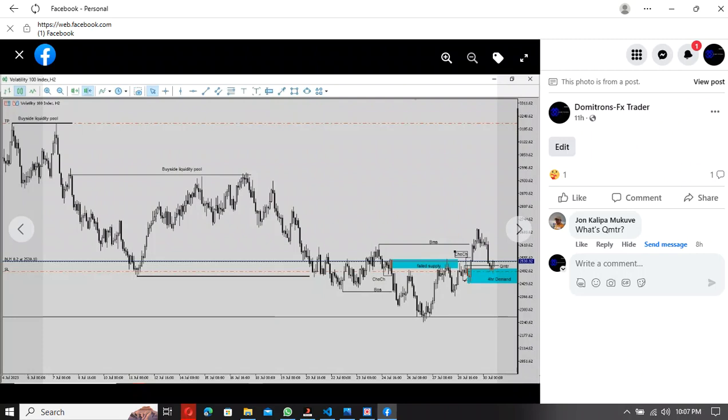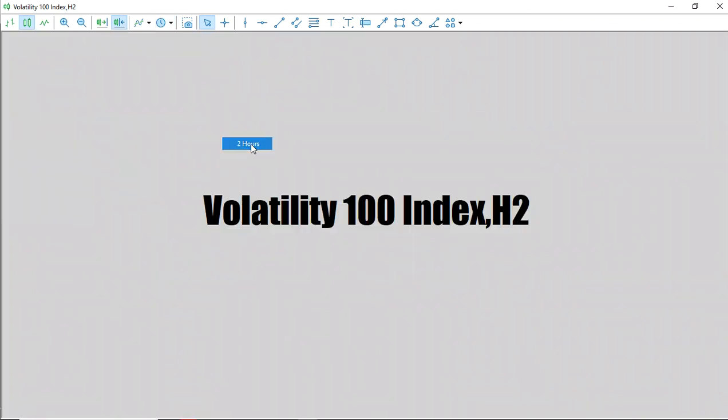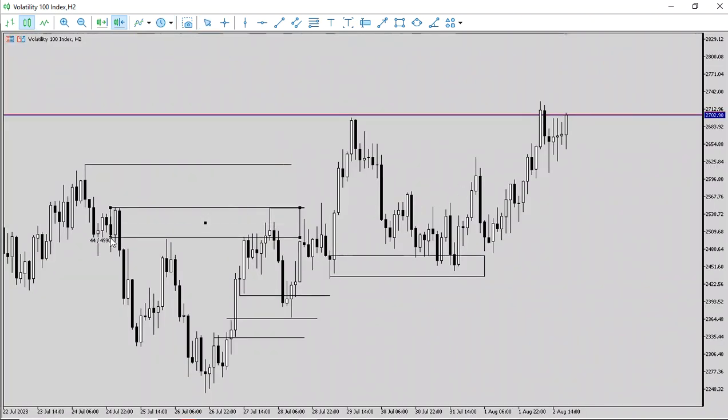So you can see how clean it is. All right, so we have our 3-hour order block right here. Still, if you go down to your 2-hour time frame, you can actually see what I'm trying to say. You mark this as your order block.